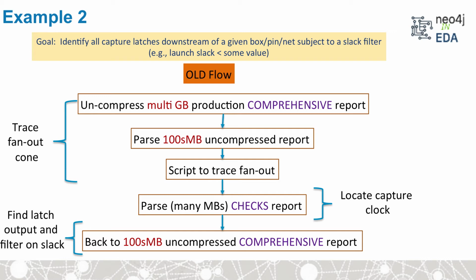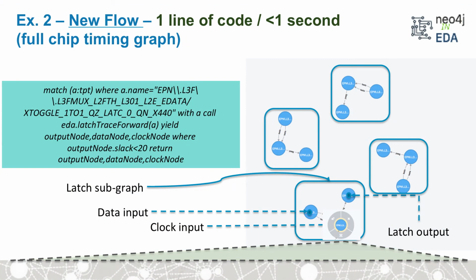This required uncompressing and parsing many gigabytes of unstructured reports from our EDA tools, having to stitch together the results, having to build in some kind of a graph representation using Python or Perl, which is very painful. This was many, many pages of Python and Perl code that was extremely painful for many design team members to maintain and really hindered our productivity in IBM. So if you move to the next page, in the new flow, we can accomplish everything I've described in essentially one line of code, it's a common theme, which executes in under 1 second.